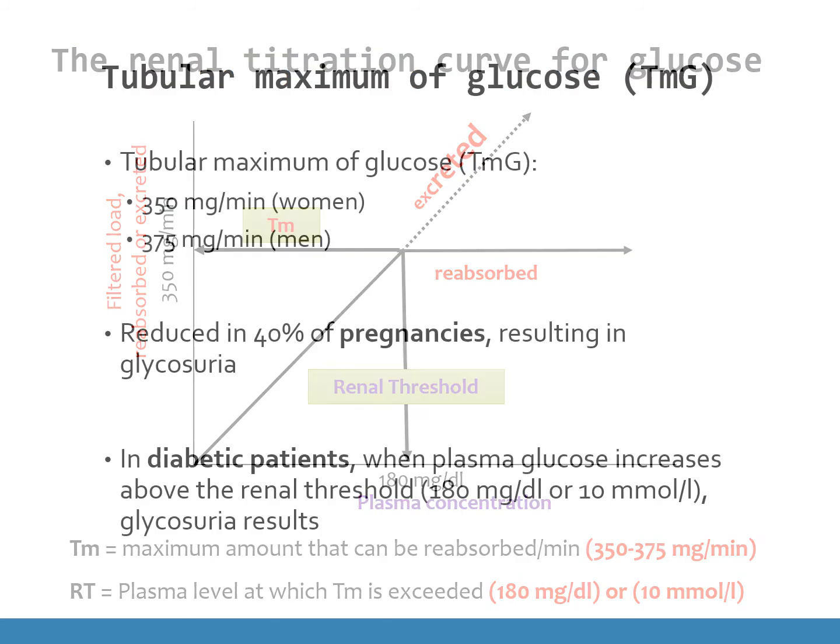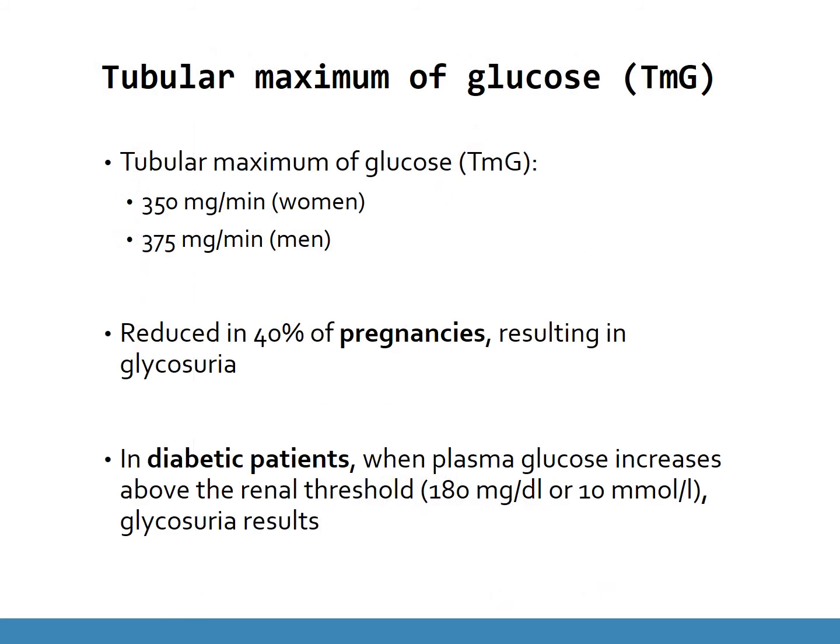Now let's look at some conditions where this could happen. As I just told you in the previous slide, the tubular maximum for glucose is between 350 to 375. Mainly in women, it's slightly lower than in men. It is reduced in about 40% of pregnancies. So even with normal plasma glucose levels, glucose may start appearing in the urine. In diabetic patients, also glucose will appear in the urine, but the mechanism is different. Very important to understand here.